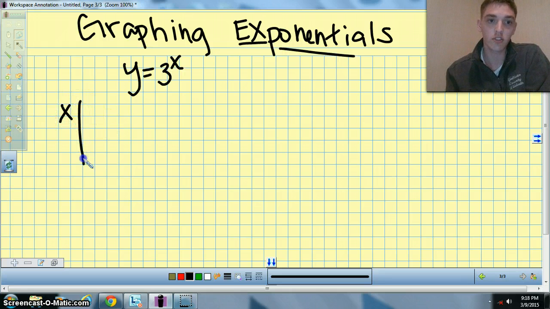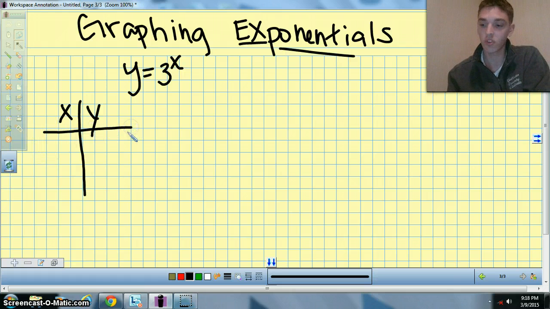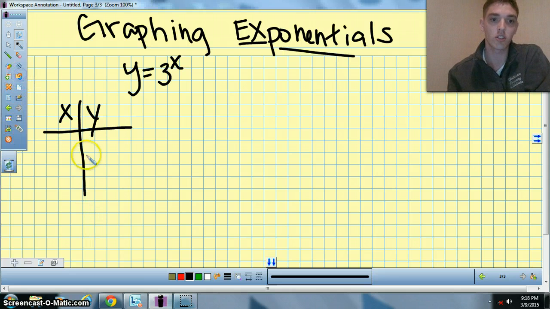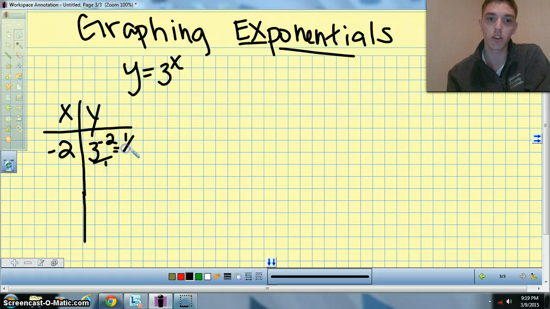So we're going to make a little chart here. Got our x's, got our y's. We're just going to plug in a few numbers around 0. Start with -2. Plug in -2 for x and see what we get for the y. So 3 to the -2. Now to make this positive, a negative exponent becomes a fraction, move it to the bottom. So 1 over 3 to the positive 2, which is 1 over 9.